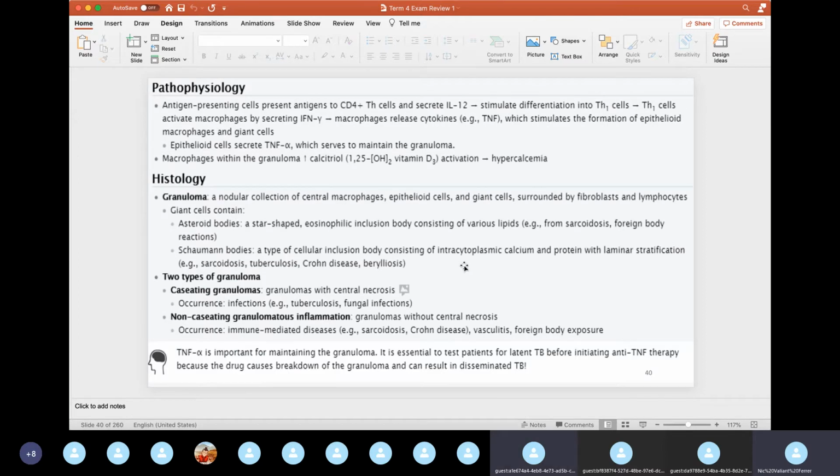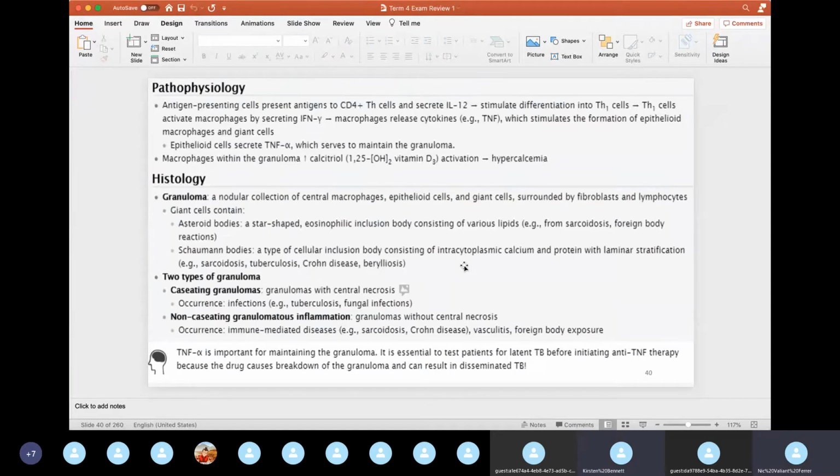What is the pathophysiology of granulomatous inflammation? This is a chronic inflammation. It is induced by a T cell response. Remember, T cell response is also involved in type 4 hypersensitivity reaction. What's the purpose of the granuloma? What do you think is the purpose of the granuloma? Isn't it to wall off the infection?